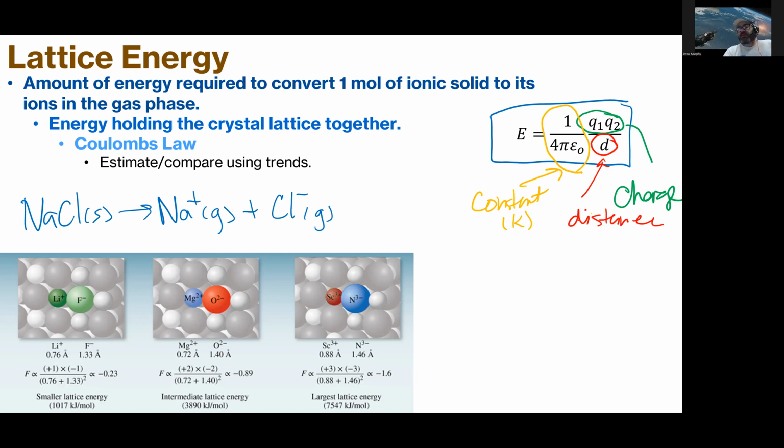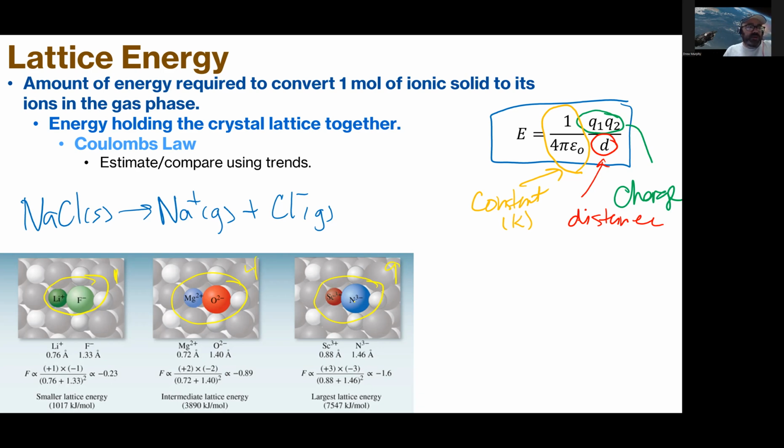All right. So essentially what we're saying is the larger the charge, the larger the lattice energy. And the larger the distance between them, the smaller the lattice energy, because the distance is in the denominator. If we compare these three example compounds, we have lithium and fluorine, magnesium and oxygen, and scandium and nitrogen. They make a point of showing us that the distance is relatively the same between each one. The big difference here is this is a 1 plus 1 minus, this is a 2 plus 2 minus, and this is a 3 plus 3 minus. And when we do that, there's a huge difference in the lattice energy because the charge is multiplied. So this is a numerator of 1, this is a numerator of 4, and this has a numerator of 9. So the increased charge makes the lattice energy higher.